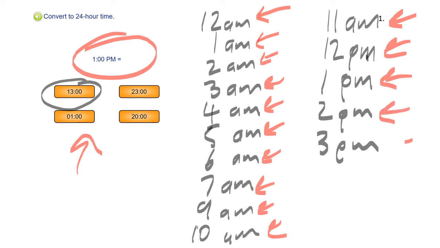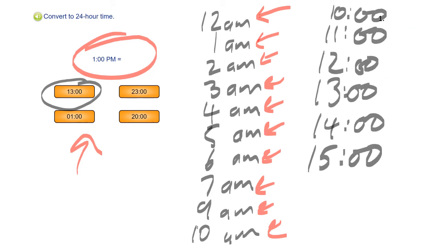2 p.m., 3 p.m. But the thing with 24-hour time is we don't use p.m. times. We actually just keep on counting as though we were going from the 12. So instead of going 1 p.m., we actually write 13 o'clock. Then we have 14 o'clock. Then we have 15 o'clock. And of course that works backwards as well.